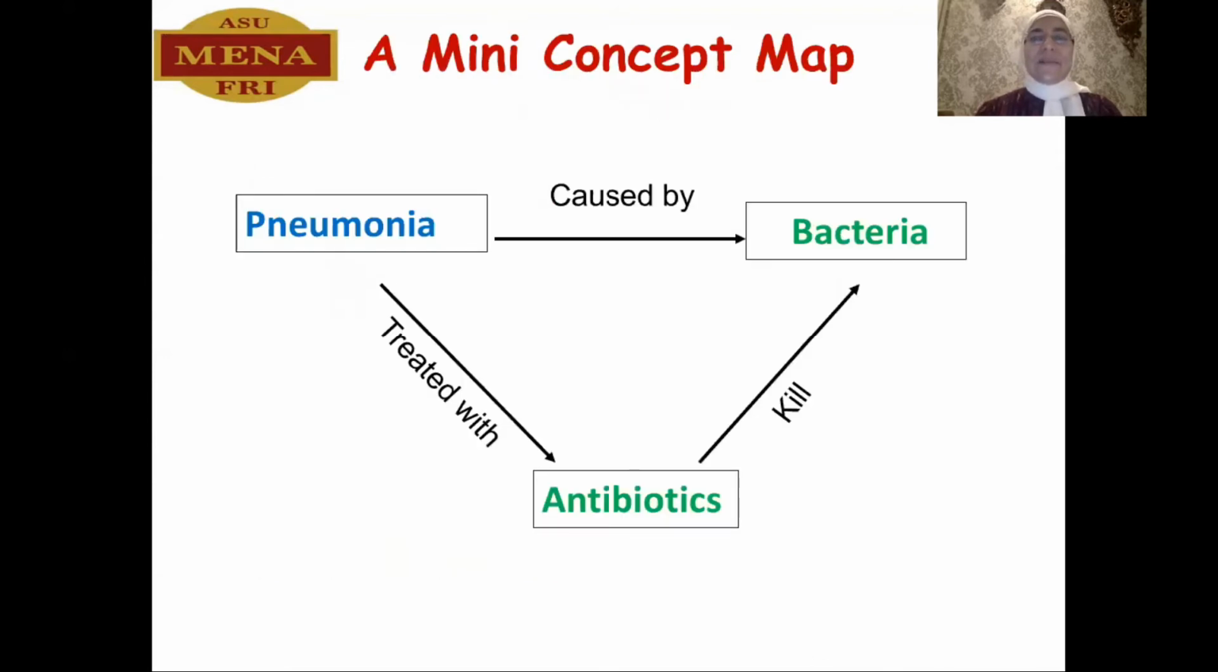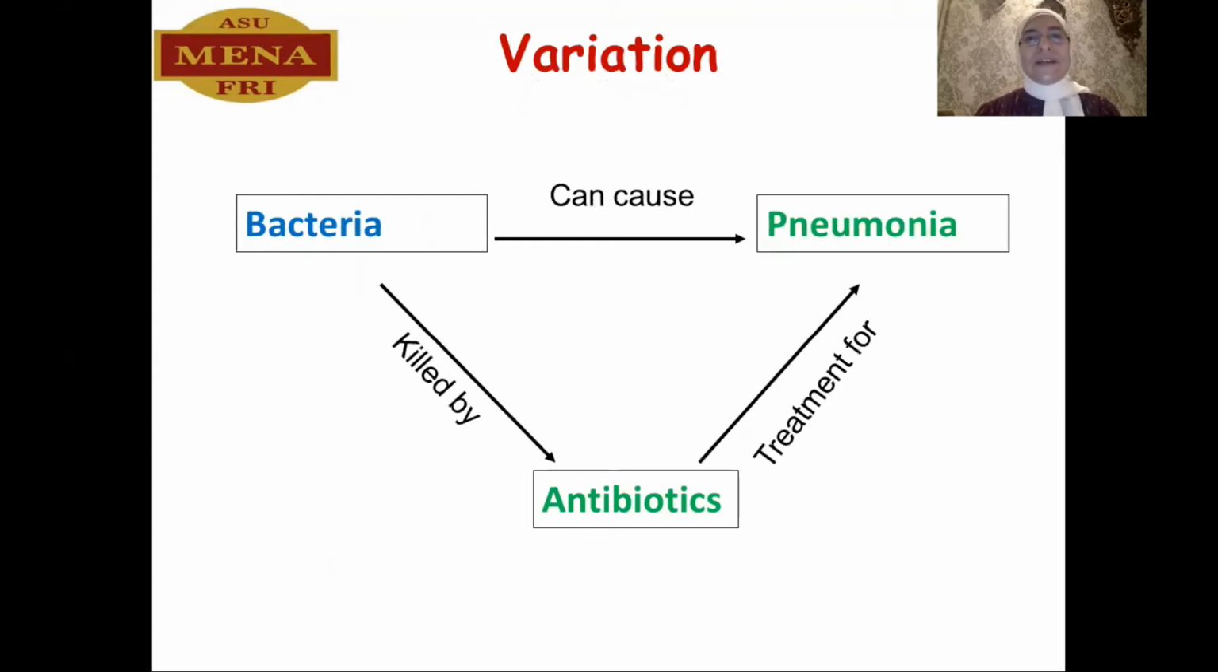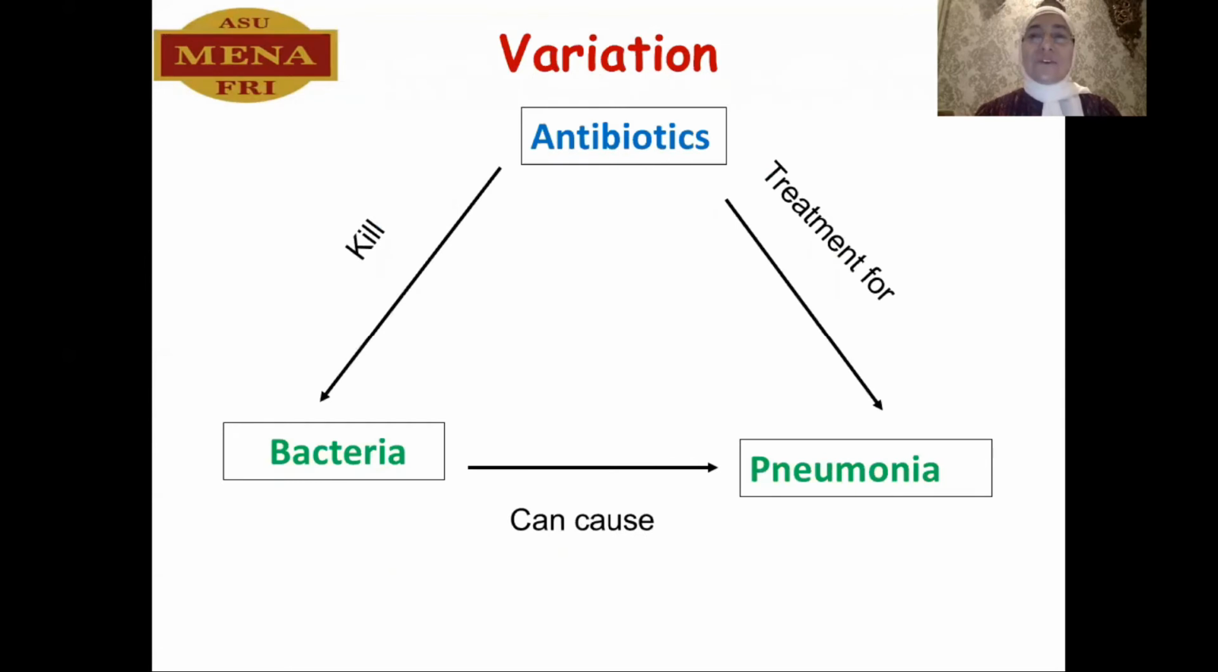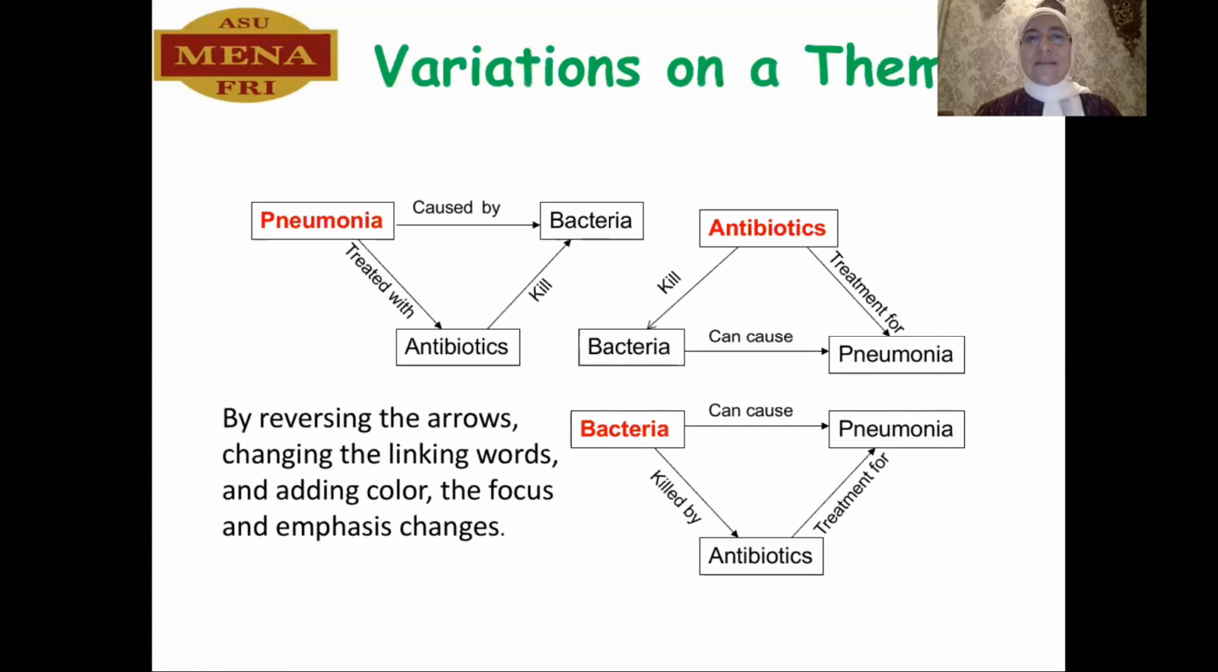This is a mini concept map from the previously mentioned 3 nodes. This is another variation from the previous 3 nodes. This is a third variation from the previous 3 nodes. By reversing the arrows, changing the linking words and adding colors, the focus is changed.